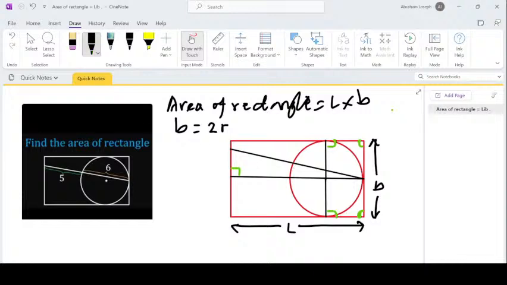So from this point where it cuts the circle, I'm drawing another line segment. Sorry, I need a line segment for that. Okay, so I'm drawing a line segment from here to meet, yeah, something like that.